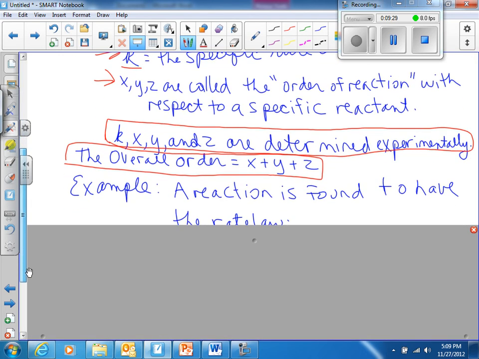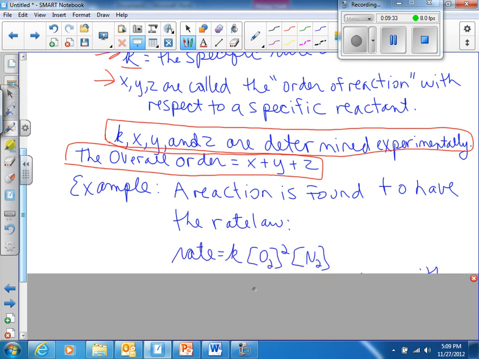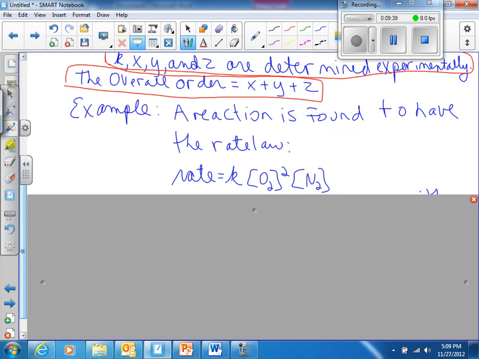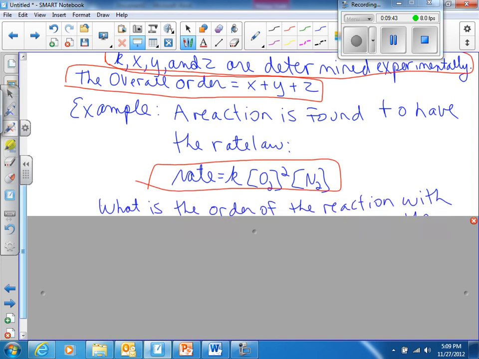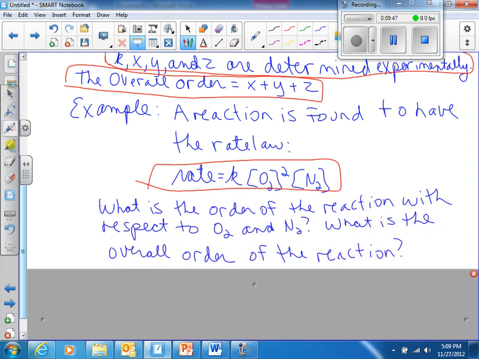Okay, so let's do an example. We have this reaction, and we find by experimental data that we get this given rate law. And I want to know what is the order of the reaction with respect to O2 and N2, and what is the overall order of reaction? You might want to pause now because I'm going to show the answer in a moment. Pause.